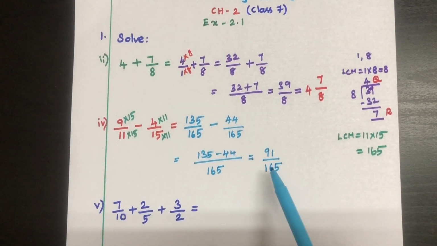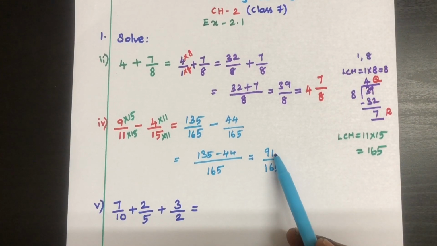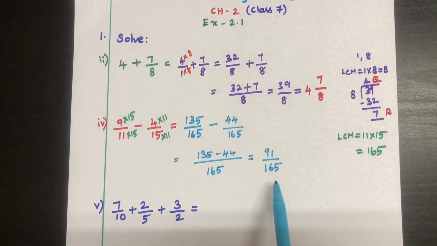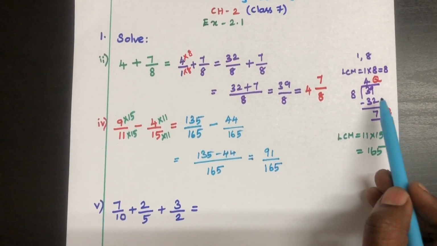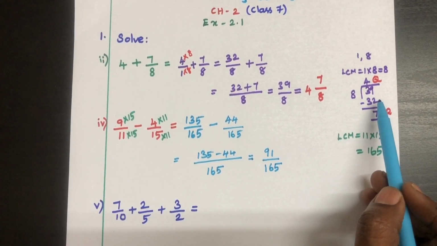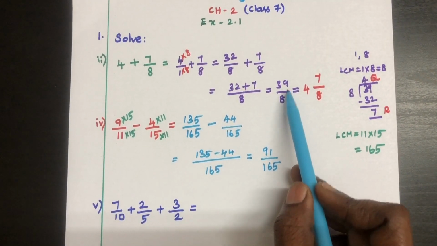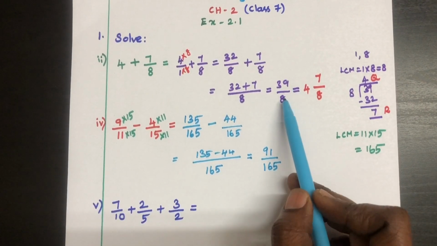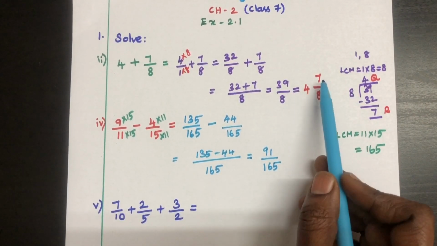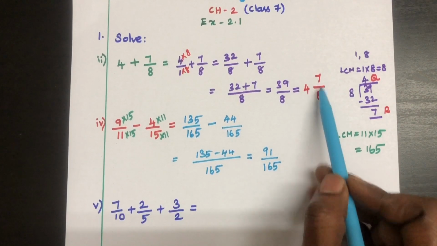See, this is a proper fraction. Numerator is smaller, denominator is bigger. So, we can leave this fraction as it is. Otherwise, if you divide, we will get a decimal number. So no need to touch this. 91 by 165 is our answer. If the fraction is improper, then you can convert it into a mixed fraction.